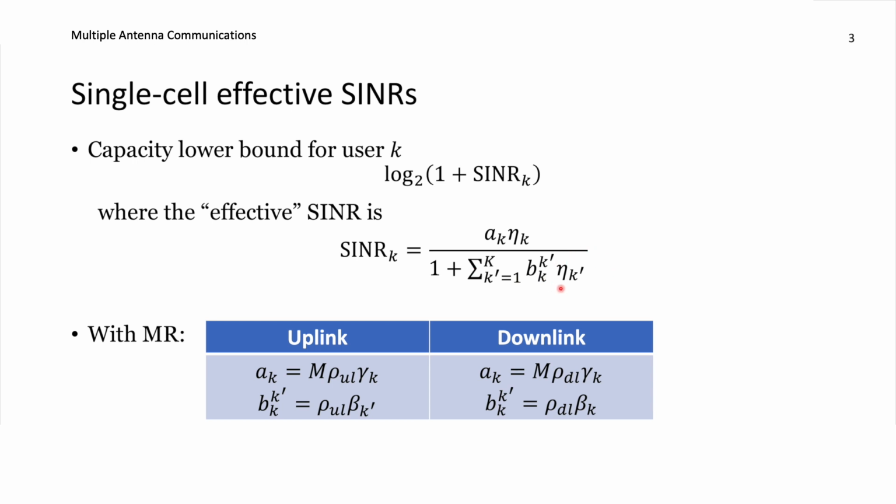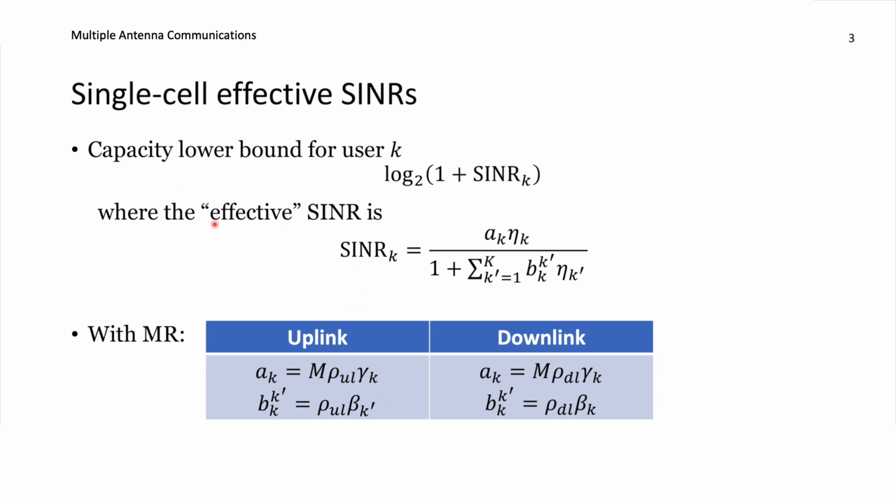So we have eta k prime, this is the power control coefficient for user k prime. And then we have a factor in front of that that is saying how large the interference is that that user can cause. It contains rho uplink, the maximum transmit power of a user, and beta k prime. So this is a factor telling us how strong the channel from that user is to the base station.